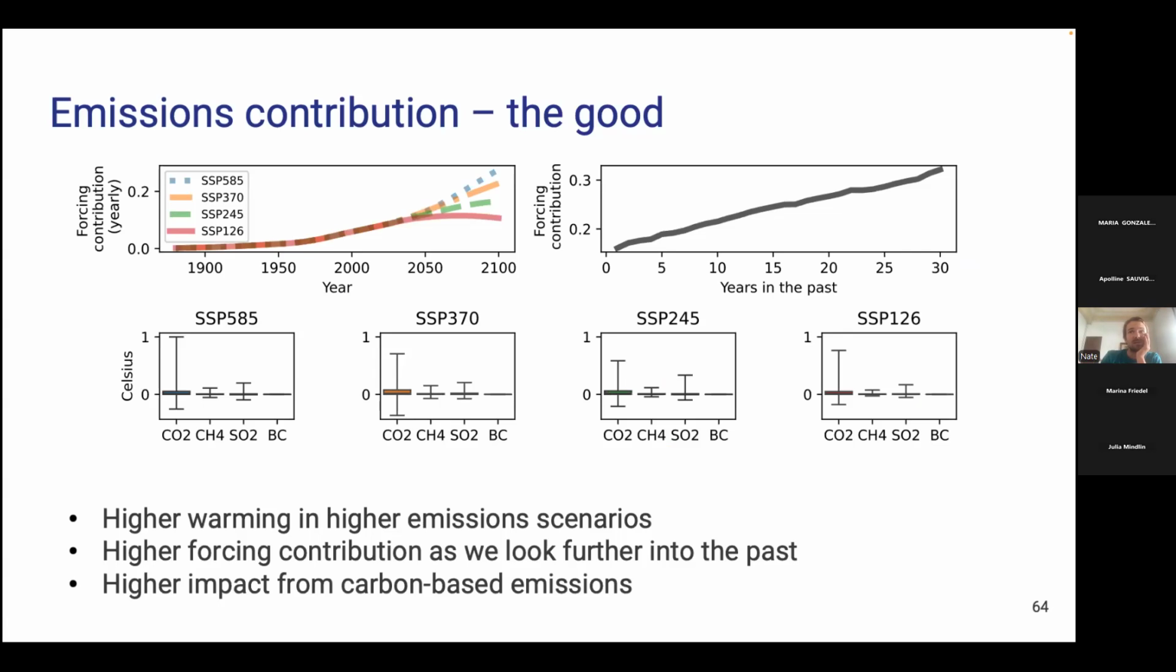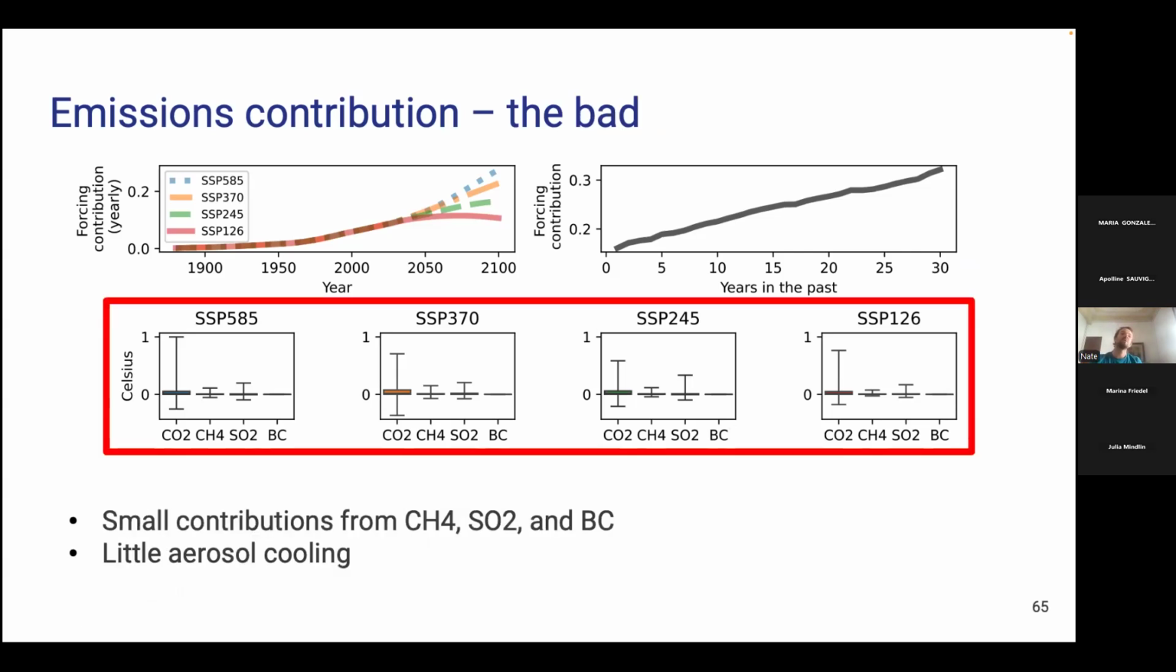And this is a slide to summarize what we see from these emissions contributions. The good is that we're seeing higher warming in higher emission scenarios. We're seeing a higher forcing contribution as we look further into the past, and we're seeing a higher impact from carbon-based emissions. The bad, however, is we see small contributions from CH4 and aerosols, and we see little to no cooling from aerosols.